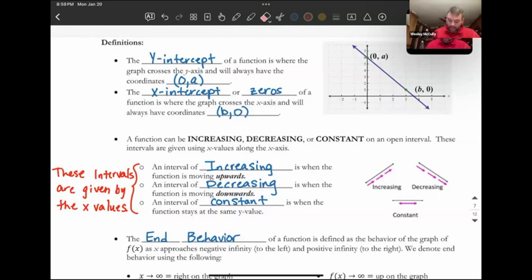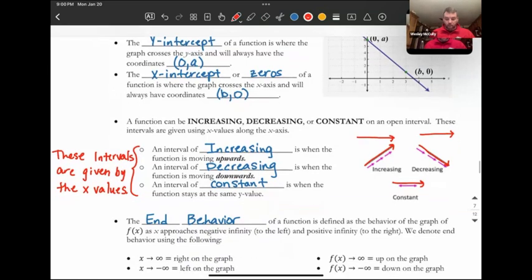Okay, so you can see from the diagram to the right, as we move from left to right, this line is going upward. Okay, and for this other function, as we move to the right, this line is moving downward. Okay, and as you move to the right here, it is neither moving up nor down, so it remains constant.